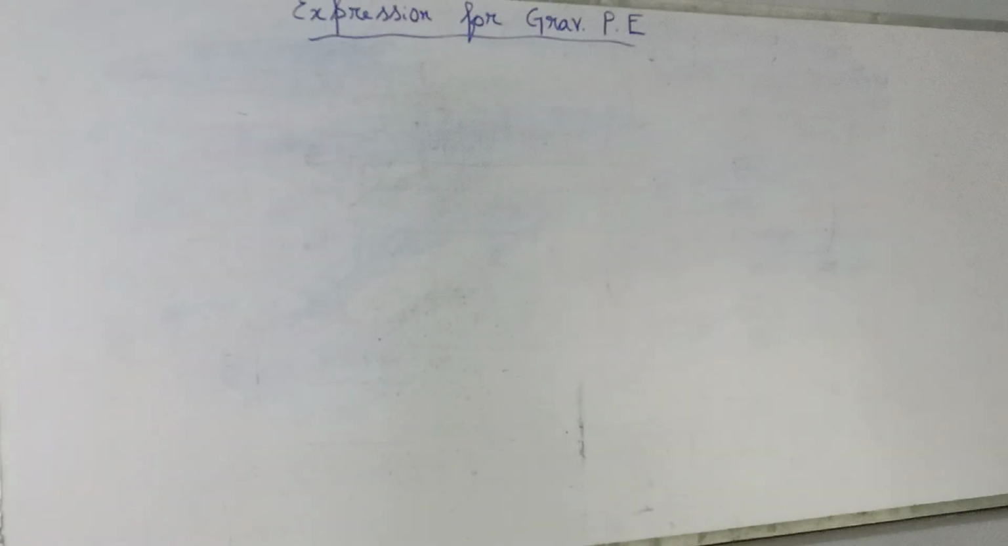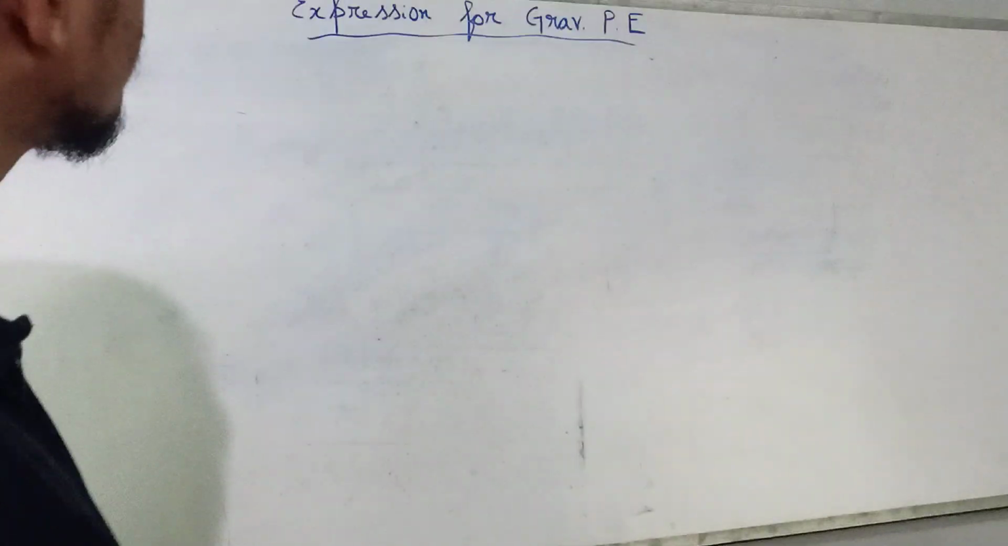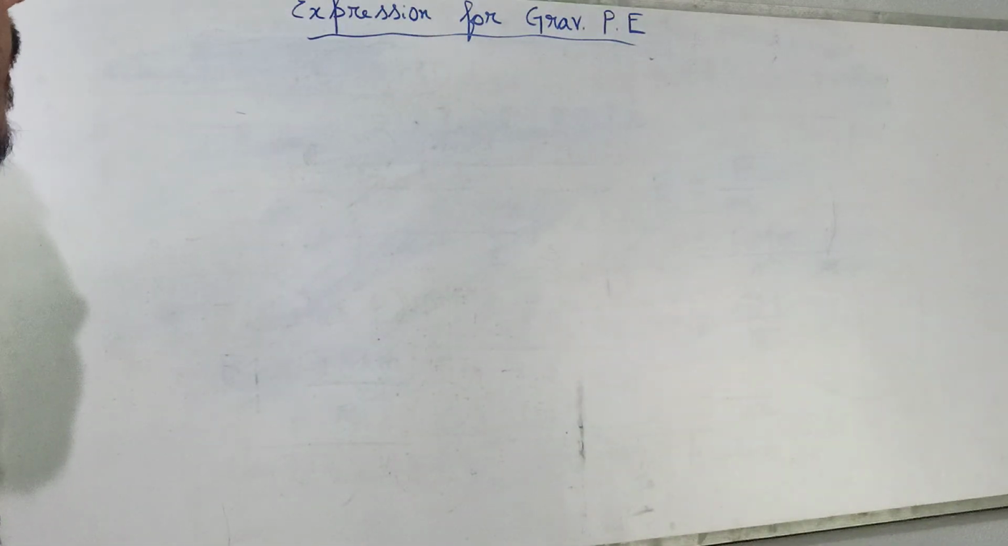Now the next topic will be the expression. Let us find out the expression for the gravitational potential energy. Okay. Whenever two material bodies are present at finite distance apart, the system always possesses potential energy. It is because some work has to be done for bringing the two bodies from the positions where they do not exert any force on each other to their present positions.